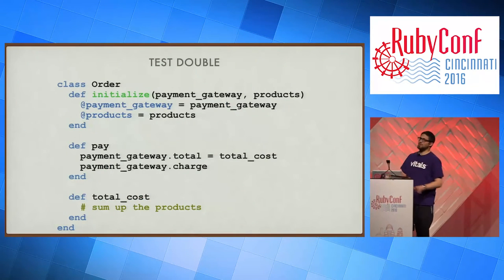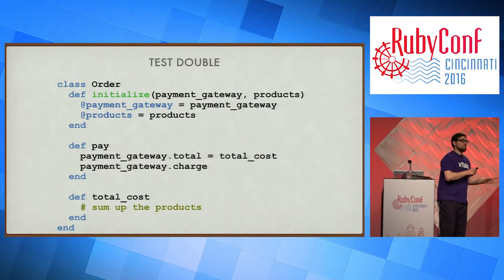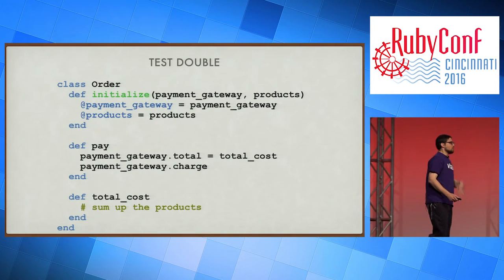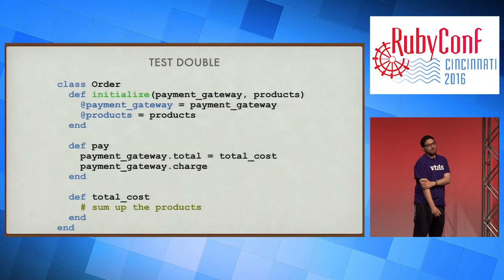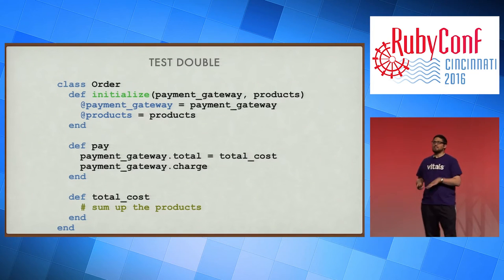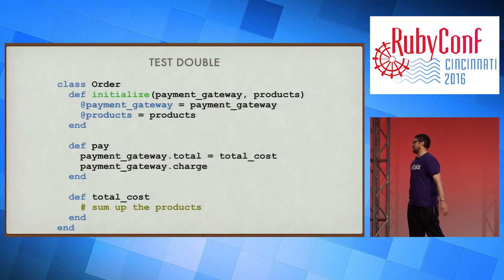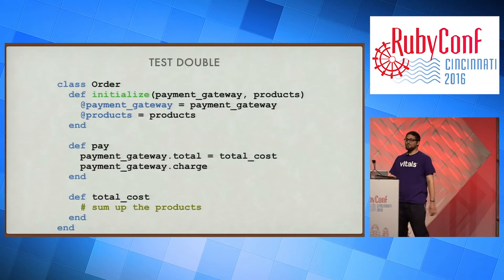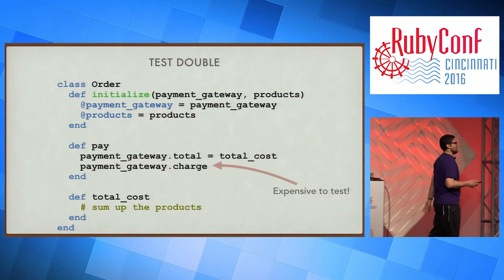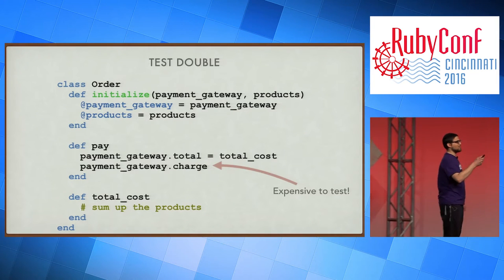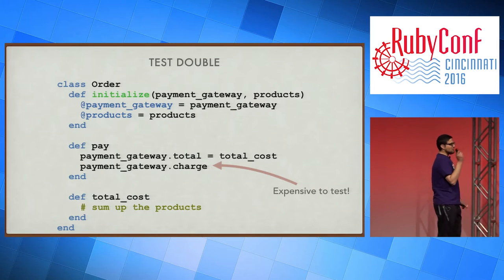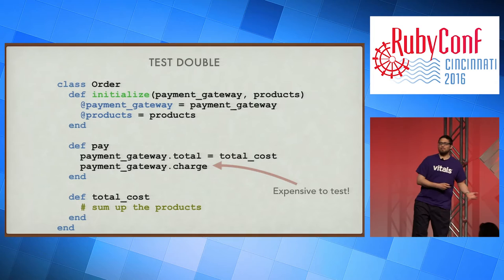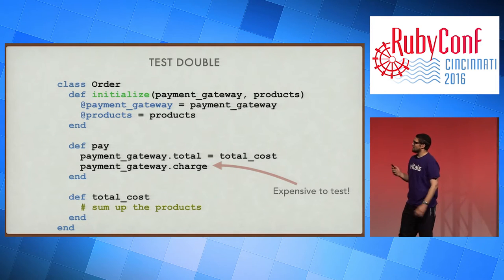Third use case, it's a little complicated, so if it goes over your head, don't worry too much about it, but it's good to know about, is a test double. So in this case, we have an order class where it takes a payment gateway and some products, sums up the total cost of the product, and charges the payment gateway. Well, if you're actually going to feed it a real payment gateway and put in someone's credit card information, your tests are going to be really expensive. And I'm not talking in terms of hardware. I'm talking in terms of your credit card is going to get charged every time you run your suite. So you don't want to do that. So instead, what you're going to do is put in something that's going to quack like a payment gateway, but not actually charge a credit card.